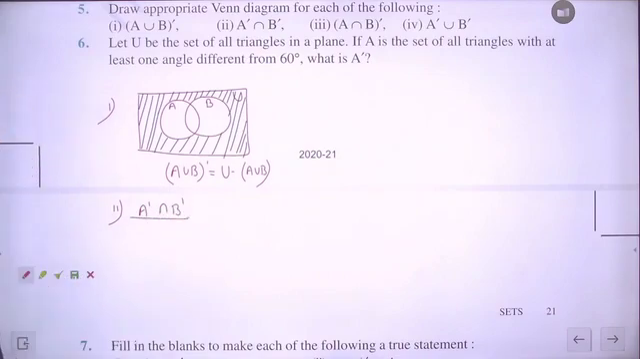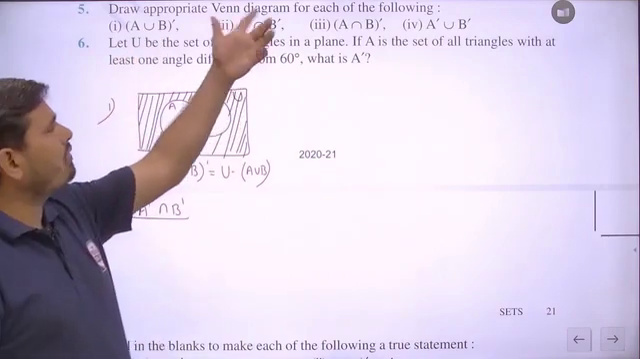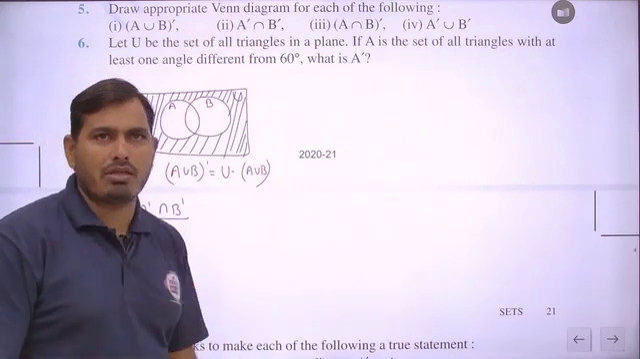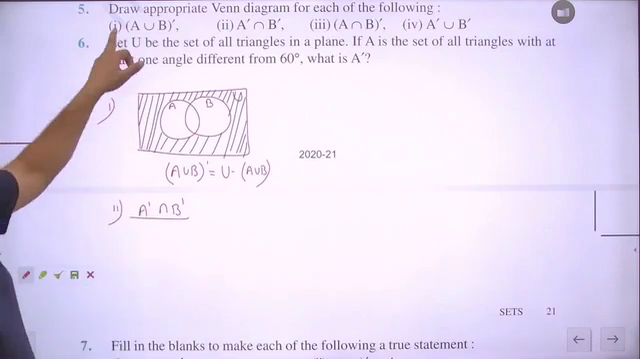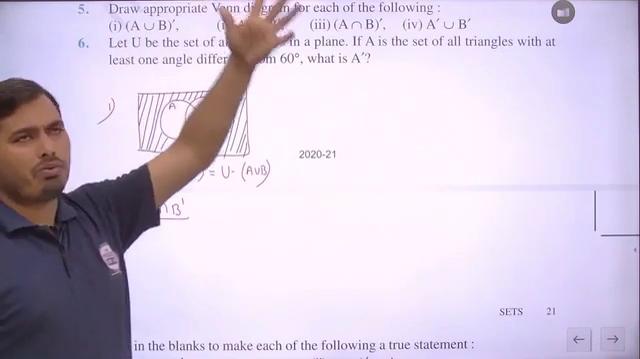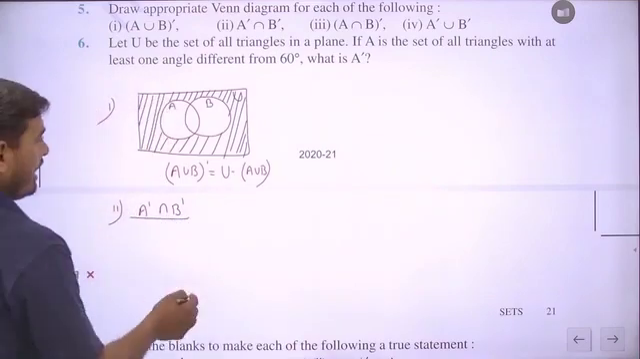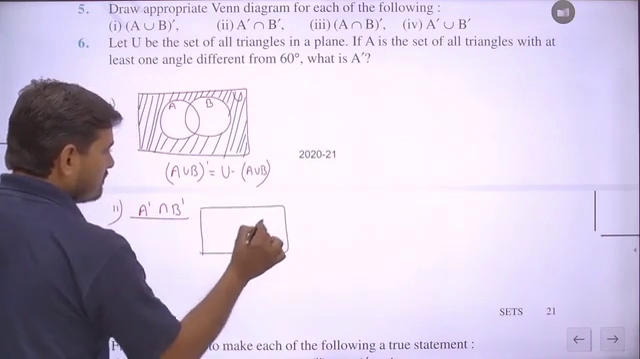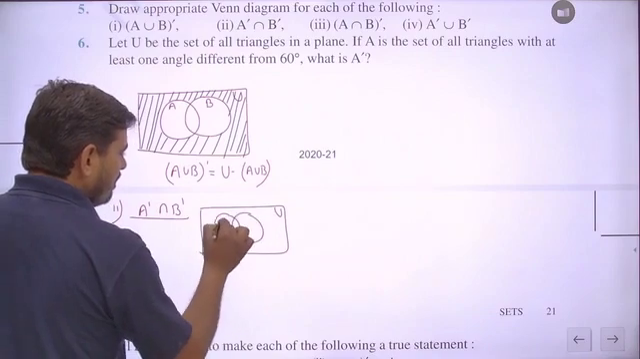First of all, (A union B) whole dash will always be equal to A dash intersection B dash, because in the case of De Morgan's law, (A union B) whole dash is always equal to A dash intersection B dash. So the answer for this particular Venn diagram is the same as in question number 1.